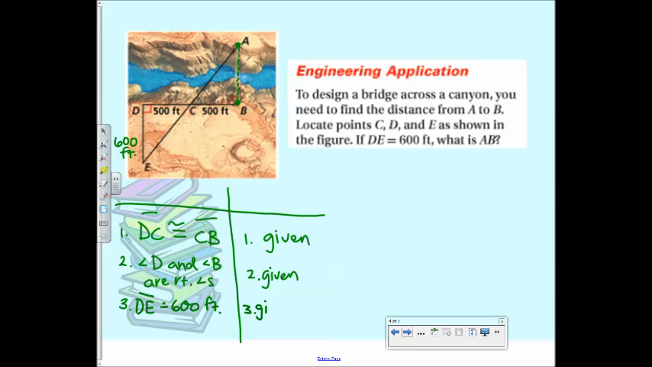All right, so what else can I prove? What else do I know? Just based on that picture, what else do I know? Vertical angles. There's a pair of vertical angles in there. What are they? DCE, because again, you've got to say the vertex in the middle. So DCE and ACB are congruent because of what? Because they're vertical angles.